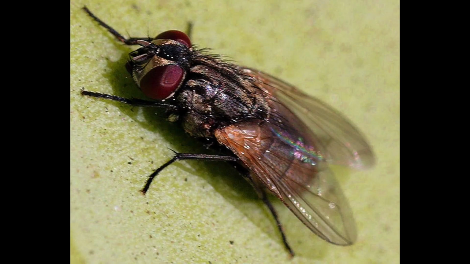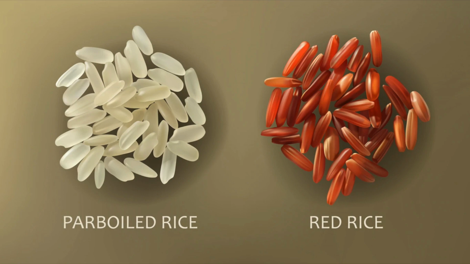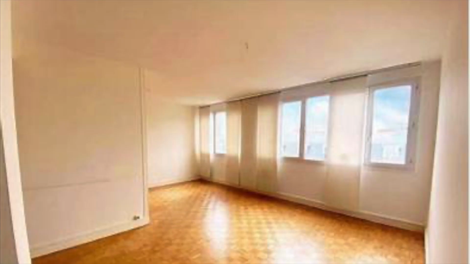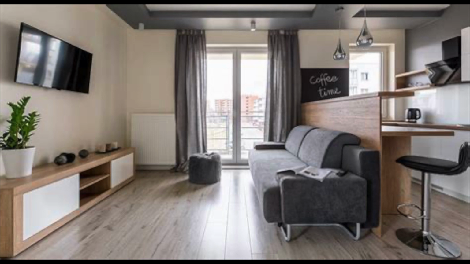Weight of a fly or a grain of rice, a few milligrams. Weight of a car or a truck, a few tons. Weight of air in an apartment, a few hundred kilograms. Yes, 1 cubic meter of air weighs more than a kilo, and the air in an apartment takes up a few hundred cubic meters. Around 100 for a 40 square meter studio.